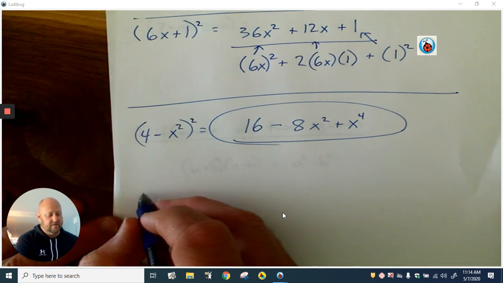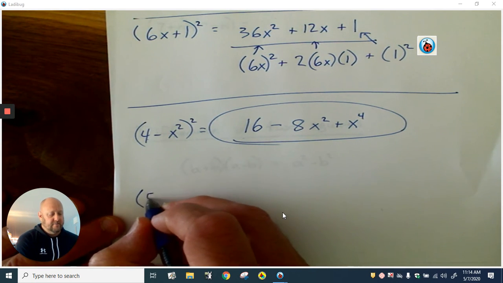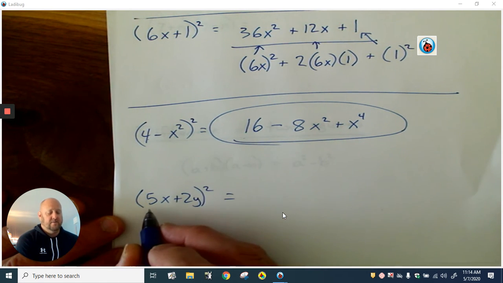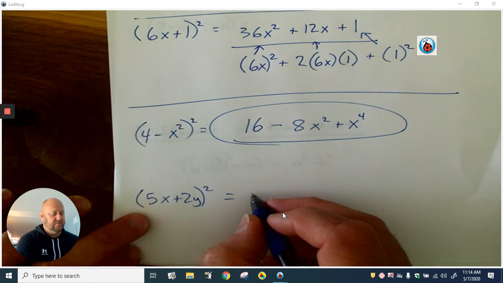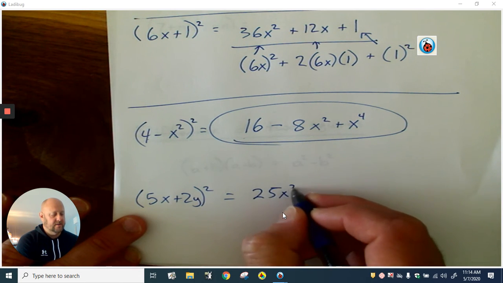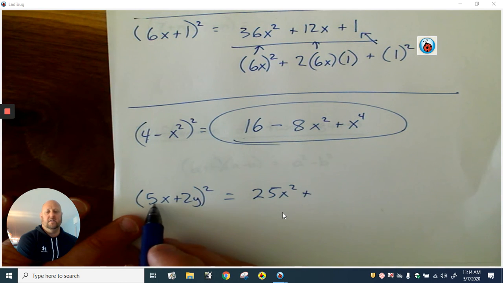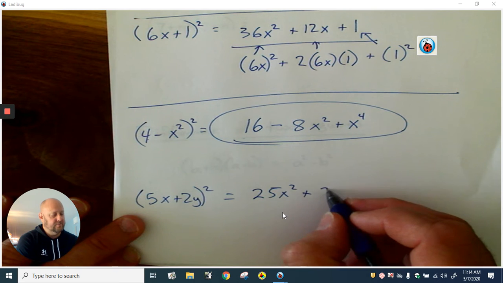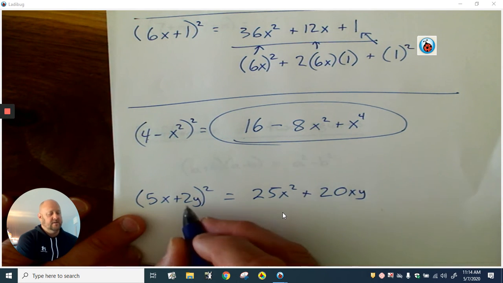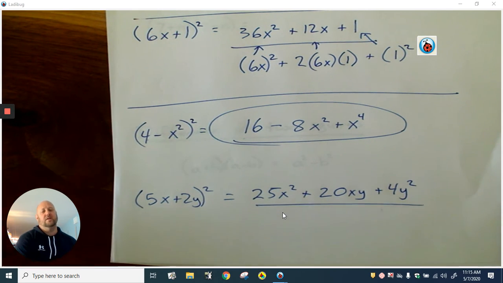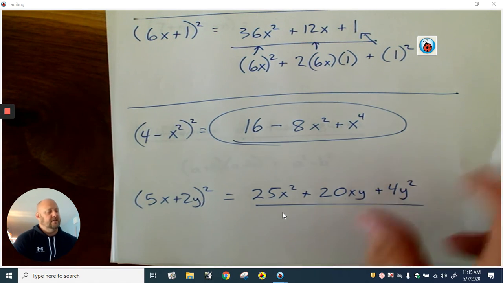We make up another one real quick. It's just 5x plus 2y squared. First term would be, the first one squared would be 25x squared. The middle term, it's plus, so plus. We multiply these together, would be 2 times 5 is 10xy. Multiply that by 2 would be 20xy. Second one squared would just be 4y squared. So we could just get straight to the answer. Again, these are just shortcuts.